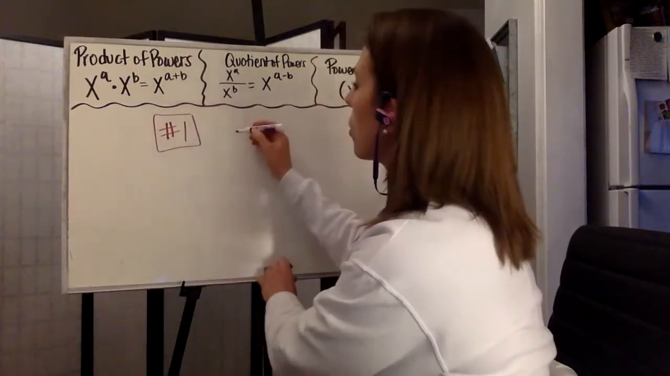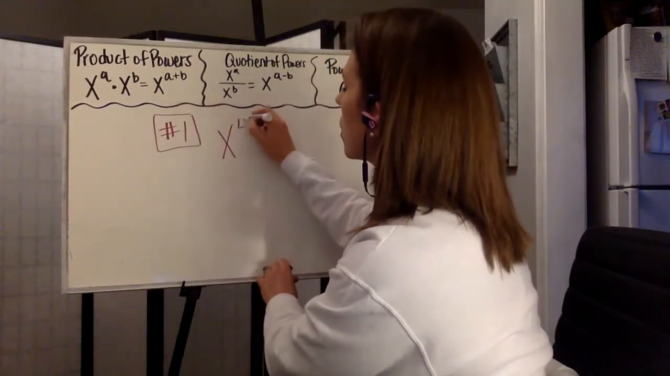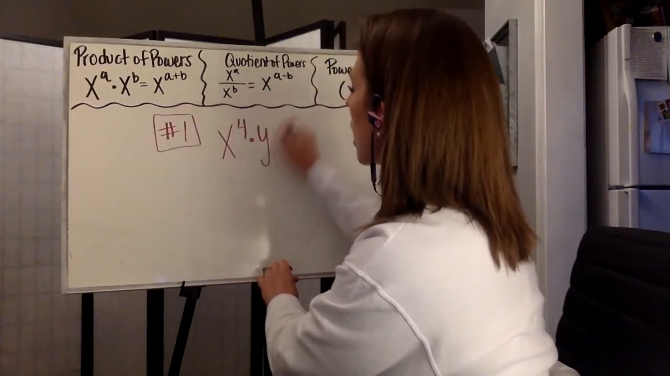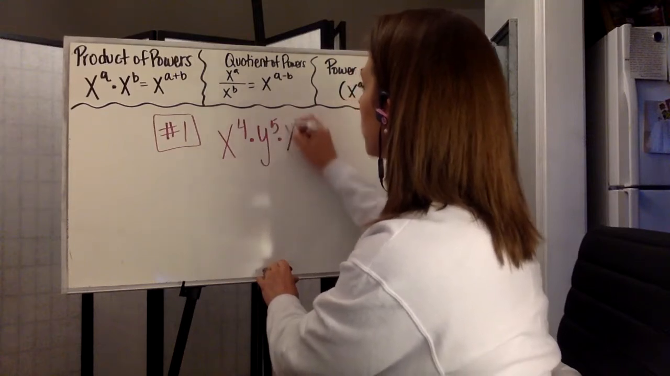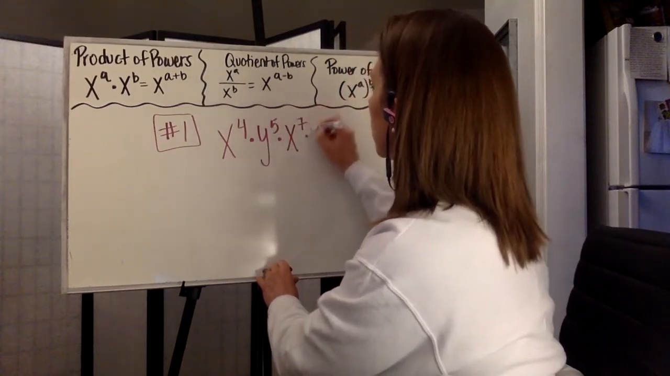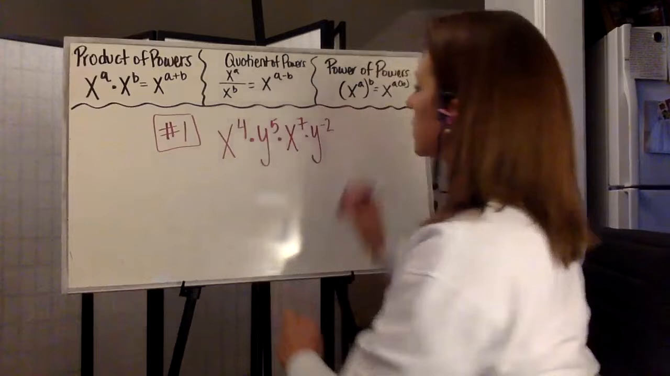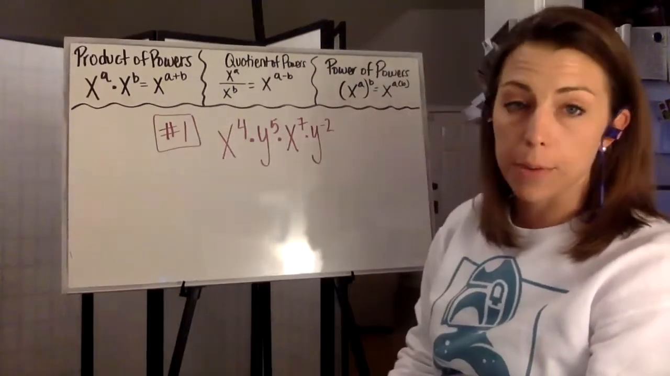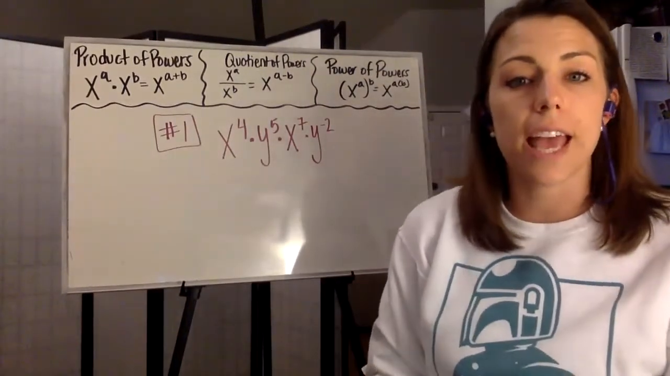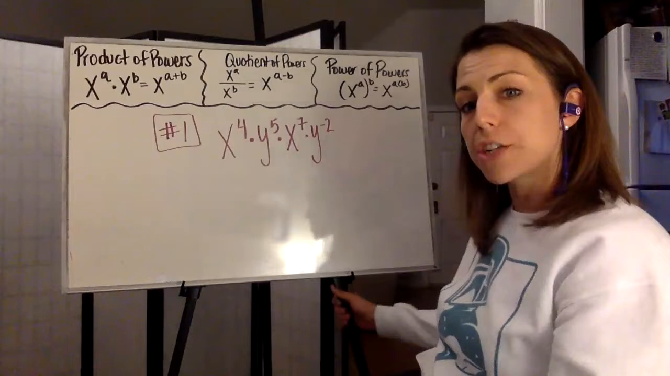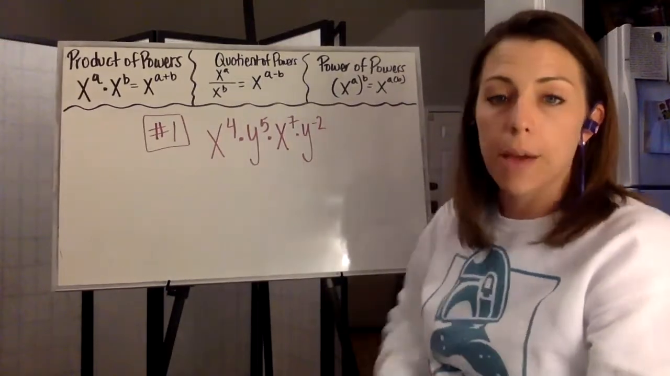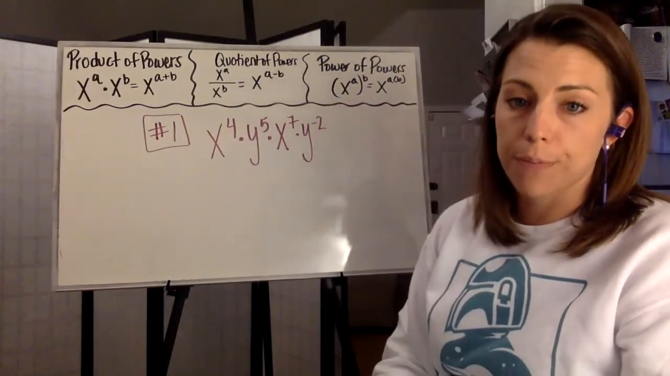Warm up problem number 1 is going to be x to the 4th times y to the 5th times x to the 7th times y to the negative 2nd. Go ahead and take a moment and write that one down. And again, if you would like to pause the video and try to do this one on your own, then I would say go for it and do so now.